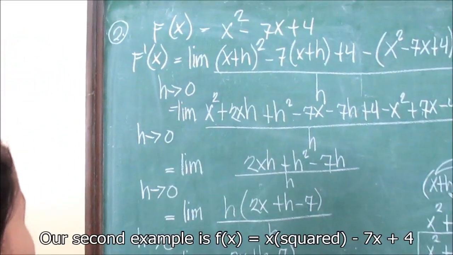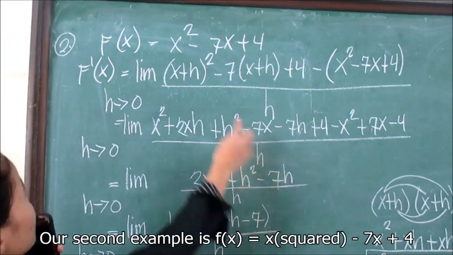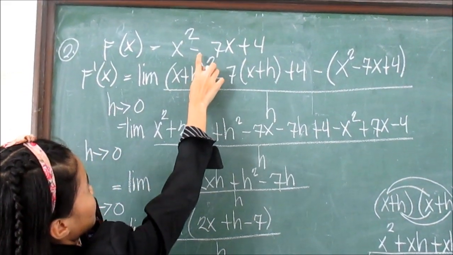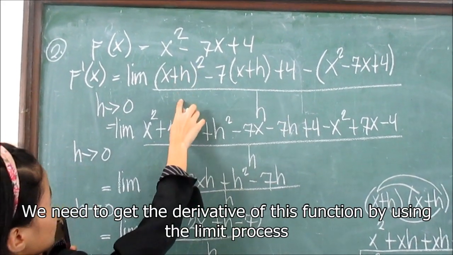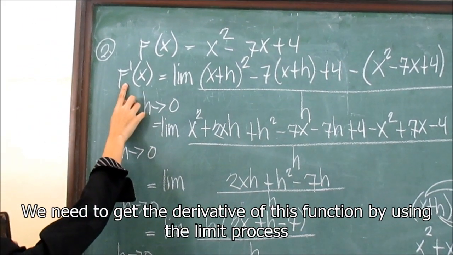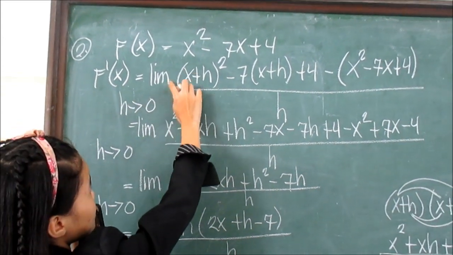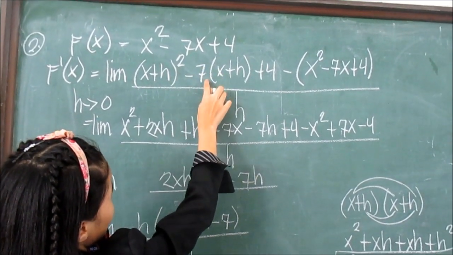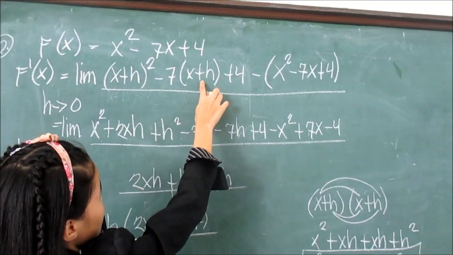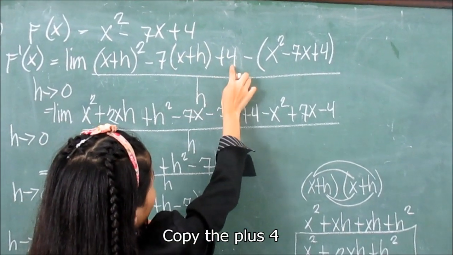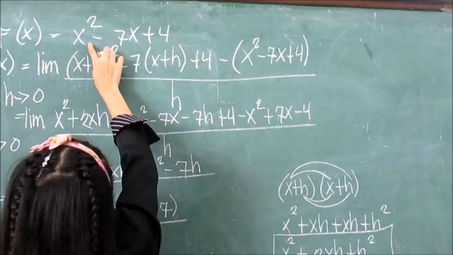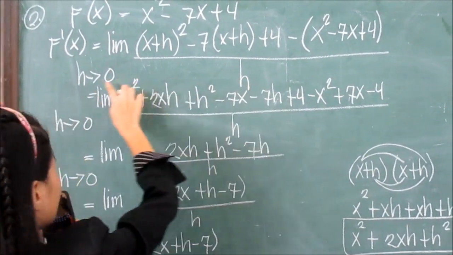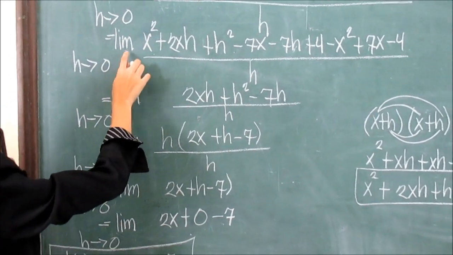So our second example is f of x equals x squared minus 7x plus 4. We need to get the derivative of this function by using the limit process. So f prime of x is equal to the limit, and x plus h squared, copy the negative 7. Since there is an x here, we need to put plus h. Copy the plus 4 minus, copy the given which is x squared minus 7x plus 4 over h as h approaches 0. Next is the limit.